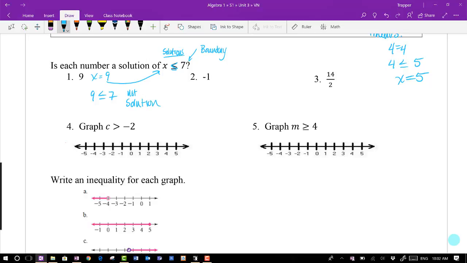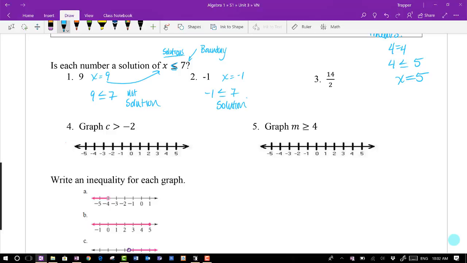Again, let's do the same thing here with -1, or x equals -1. Let's see if this is a true statement as well. So I'm going to plug in: -1 is less than or equal to 7. Is that a true statement? Yeah, -1 is less than 7. That is true, so this is a solution.